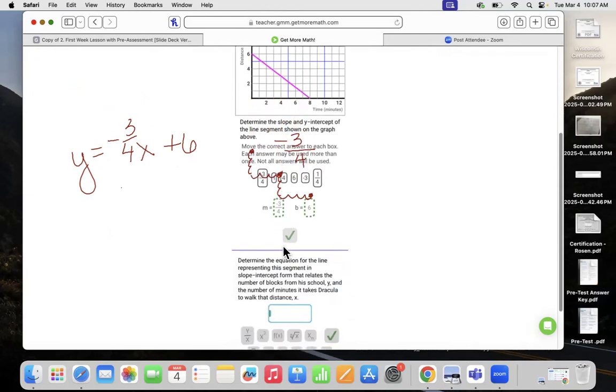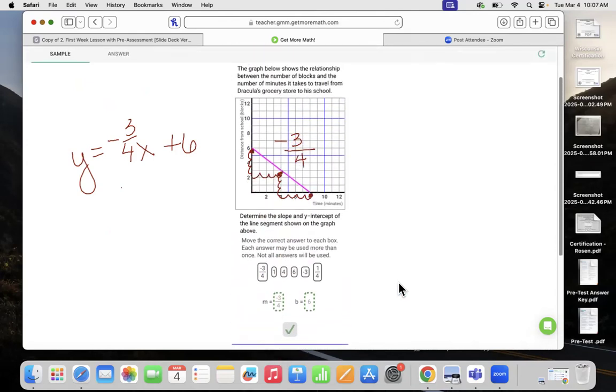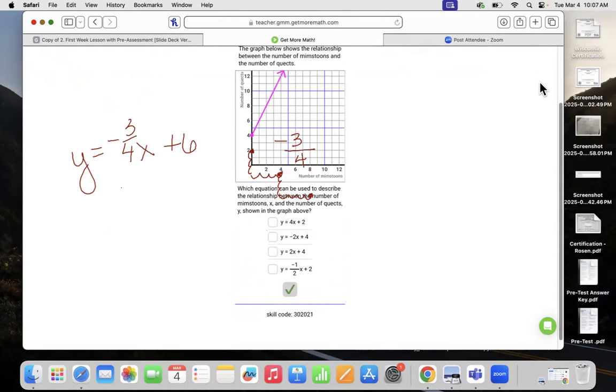Now this one had a 2-part as well. It says determine the equation. So now we're just going to write it into the equation. Y equals, you can do -3/4, or you could put the negative out to the side, totally up to you. And then it was a +6. And there we go. So just pay attention to each piece. Remember, it does require you to do the check mark for the first part before it lets you move to the second part, if it's a 2-part question.